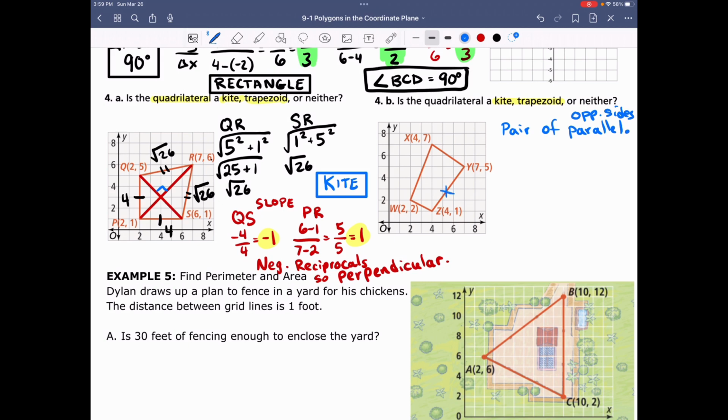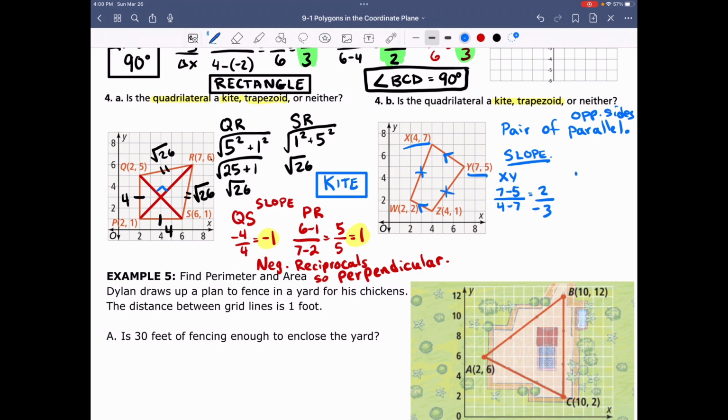So these sides are definitely not parallel. Are these sides parallel? We would have to figure out, do they have the same slope? So let's figure out their slopes. So for the first side, we have x, y, x and y. The change in y would be 7 minus 5, and the change in x would be 4 minus 7. That is equal to 2 over negative 3.